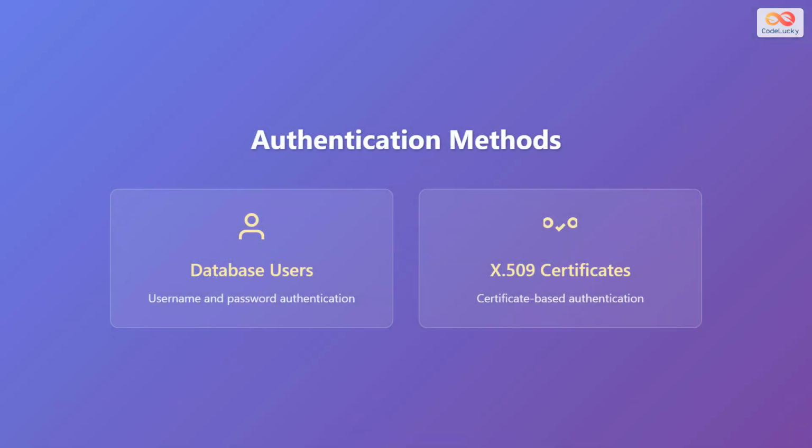MongoDB Atlas provides several authentication methods to verify user identity. The most common method is using database users, which involves username and password authentication. Atlas also supports X.509 certificates, which offer certificate-based authentication for enhanced security.